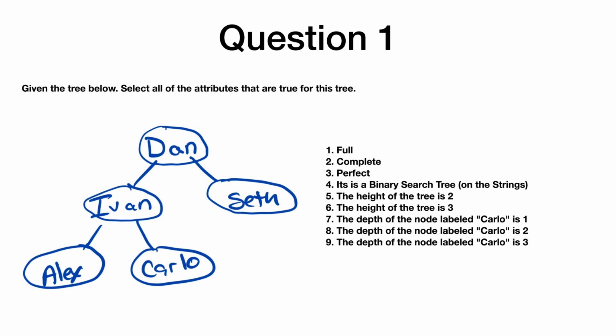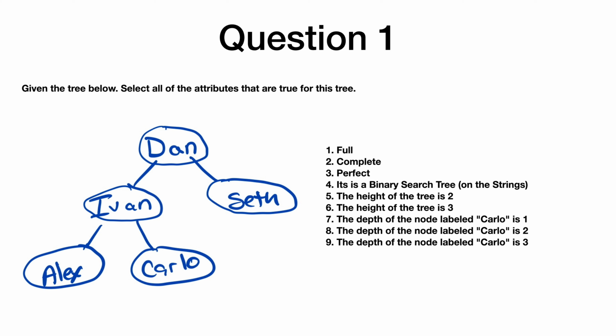So, question 1 was a multiple answer question. Given the tree below, select all of the attributes that are true for the given tree. The tree has myself and the entire instructional team placed in a random order, which should be a hint towards one of the later answers. So how would you answer this?